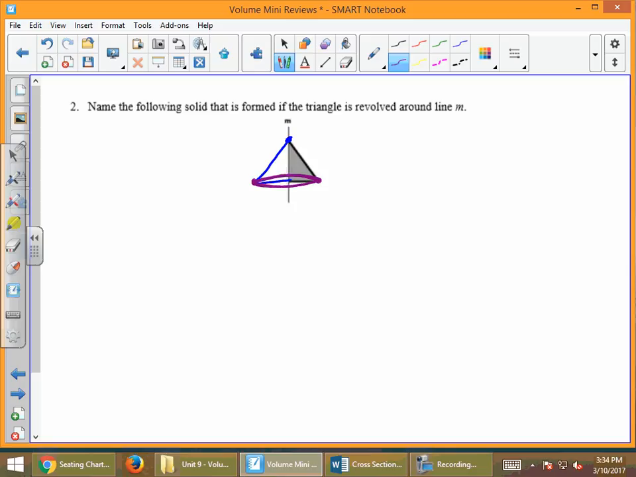Trying to think about what 3D figure is formed. Well, it looks like a triangle with a circle on the bottom. And a triangle with a circle on the bottom is a cone. Whenever you have a triangle and you are revolving it around the line, it's always going to be a cone, no matter what. So if you ever see an image like this, you don't even have to draw it. You just have to know, hey, that's going to be a cone. Just think about what 3D figure looks like a triangle. That's a cone.